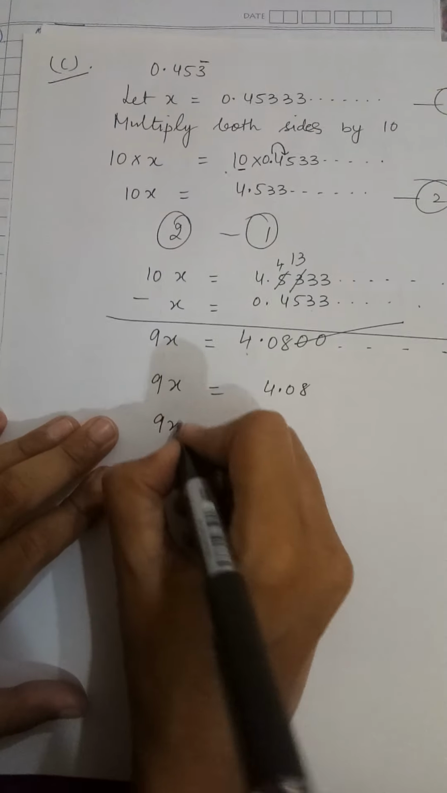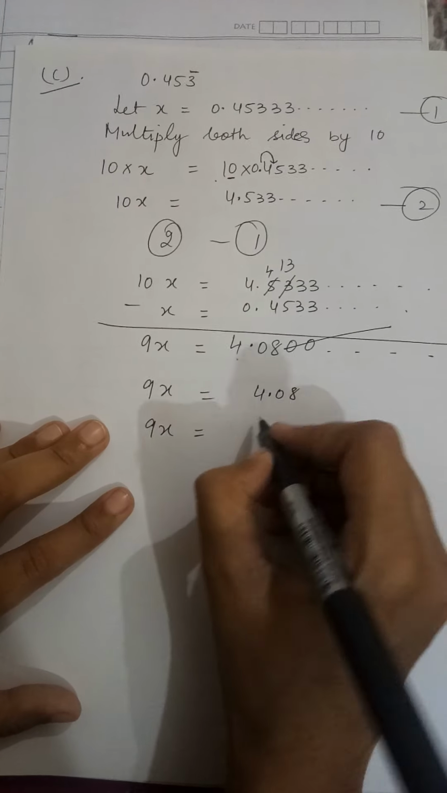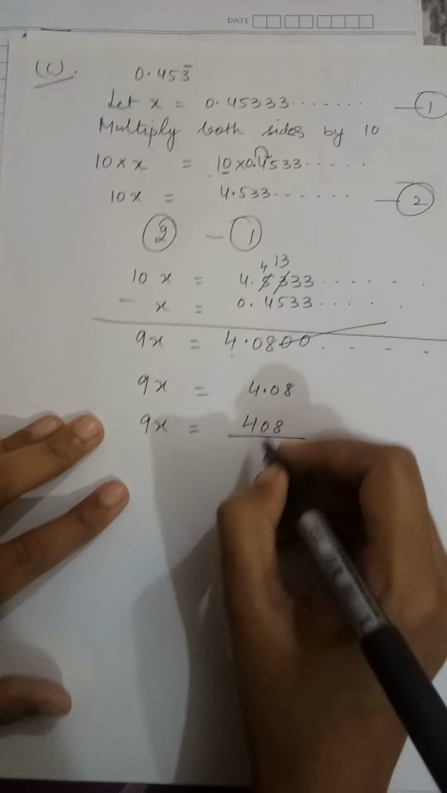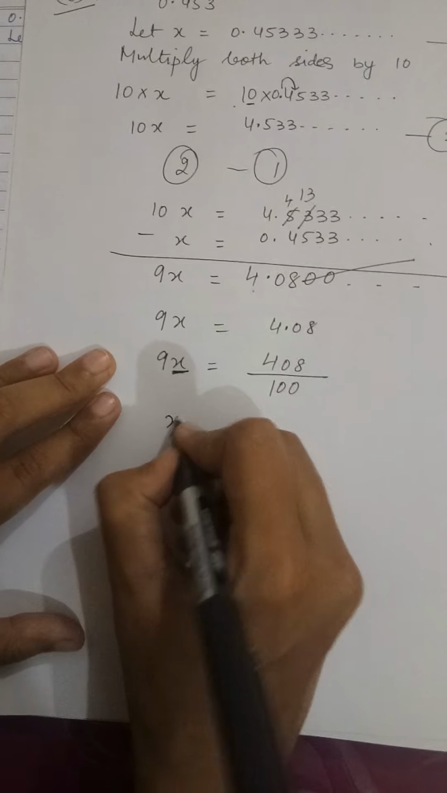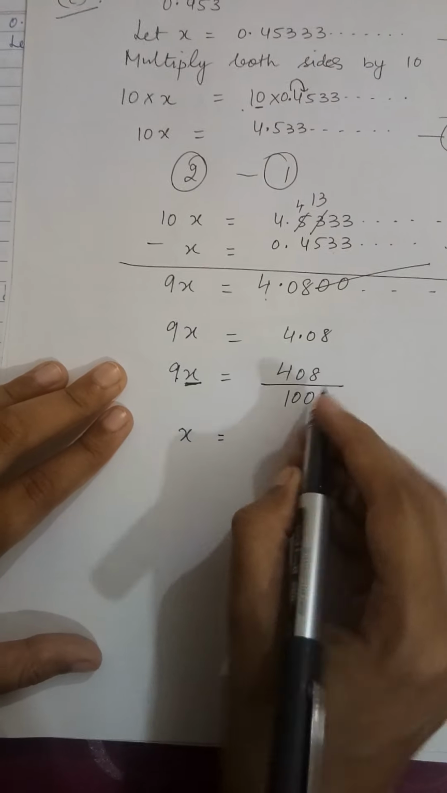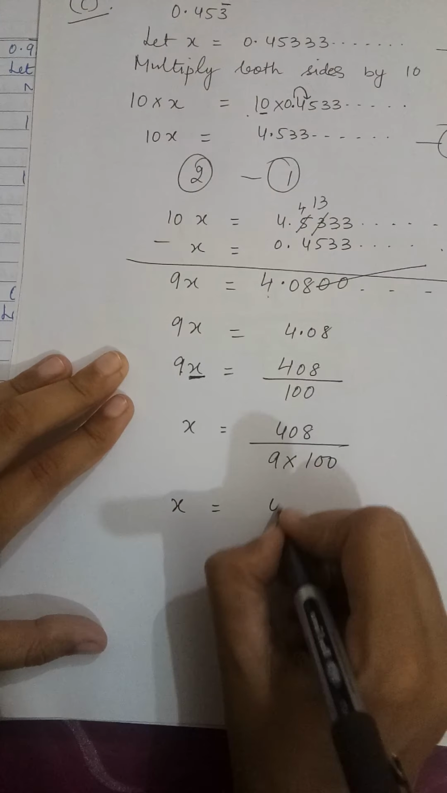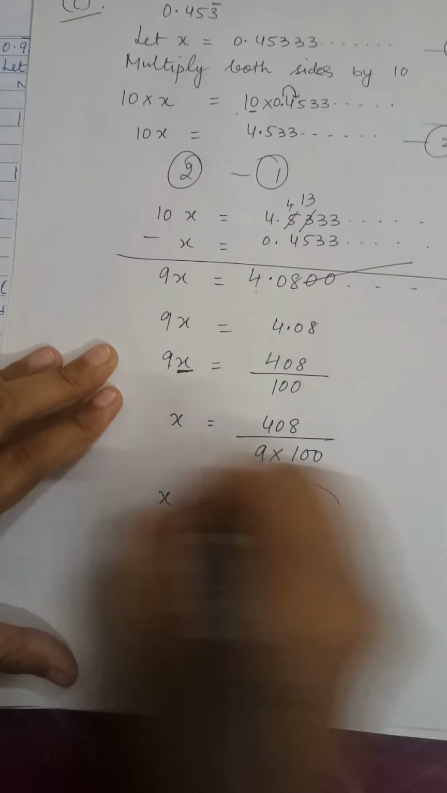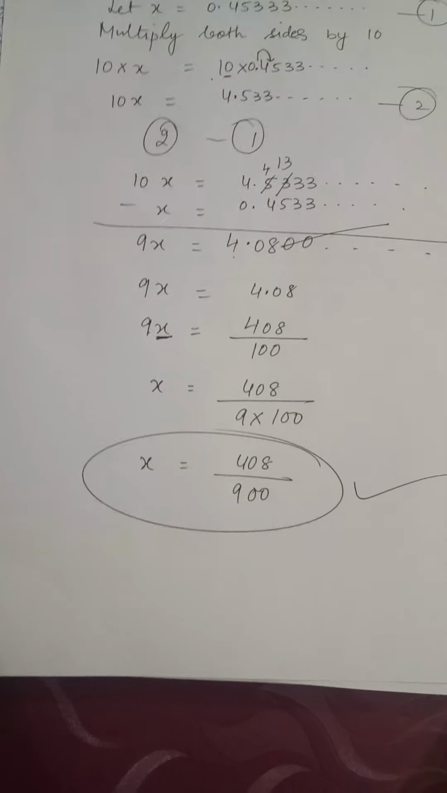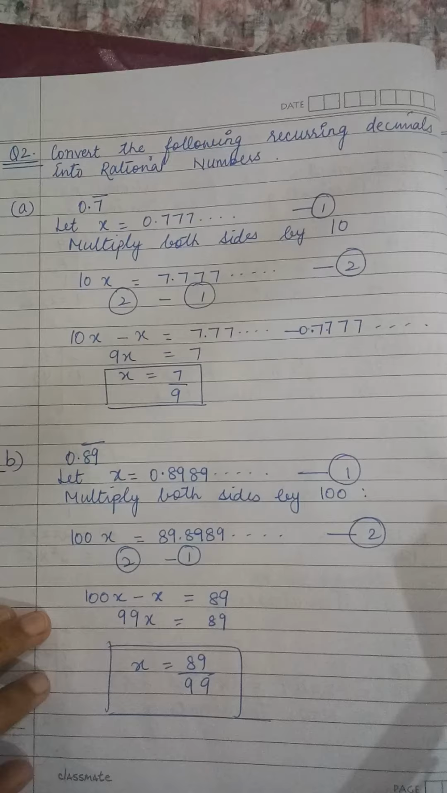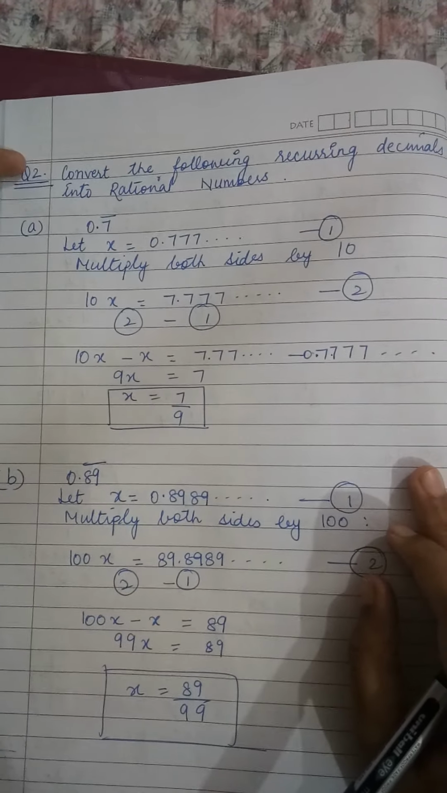Okay. So 9x equals, just remove this decimal. After the decimal, how many digits are there? 2. So it will be 408 upon 100. But we want the value of x, so I'm going to take the 9 down. 408 upon 9 into 100, so x equals 408 upon 900. This is your answer. Okay, 9 you have taken down, right? So now on the basis of example 32, we are going to do exercise 3.5 question number 2.